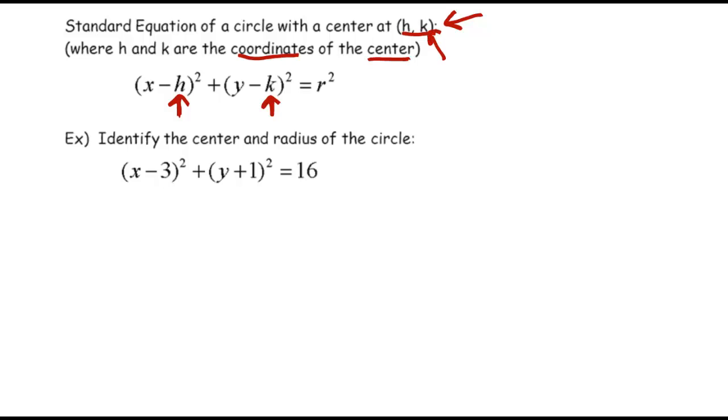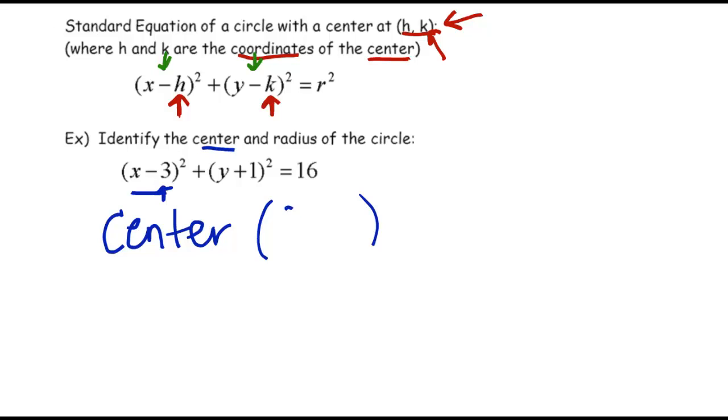So when I pull the center out, it's going to actually be opposite of the sign. Let's look at what I mean. On this example, we're going to identify the center and the radius. So my center is x minus 3, and that's already in the form of the standard equation, x minus 3, so I just pull out the 3.